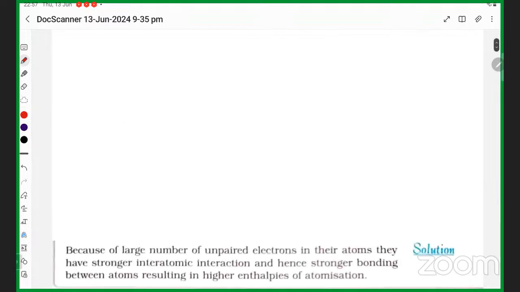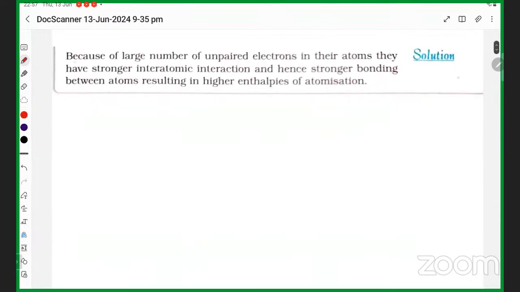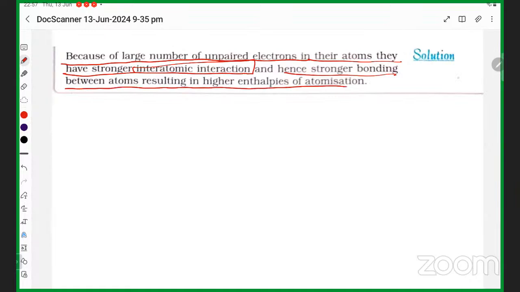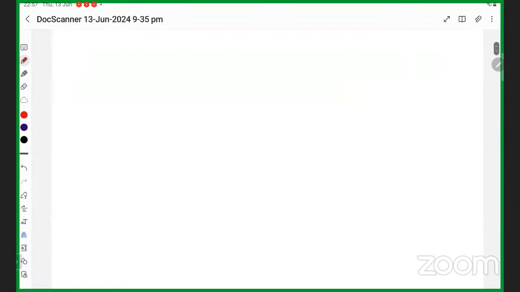Here they have written the answer. Because of the large number of unpaired electrons in their atoms, they have strong interatomic attraction. Hence, there is stronger bonding between atoms, resulting in higher enthalpy of atomization. So what you said is correct.